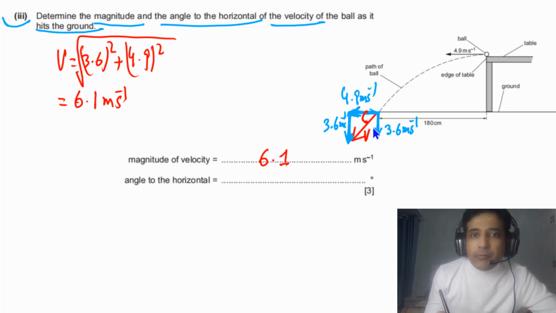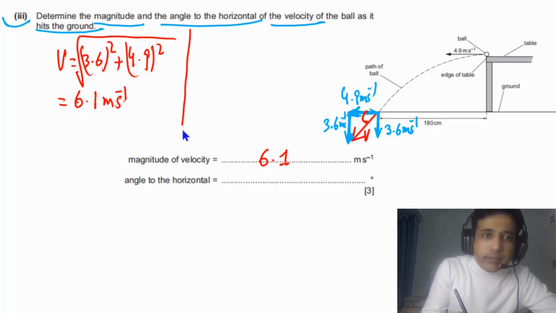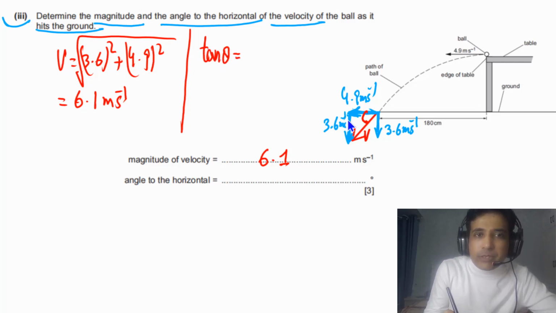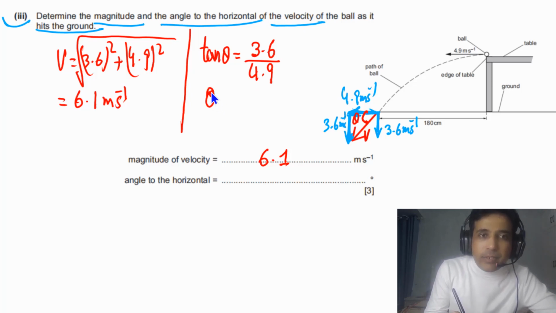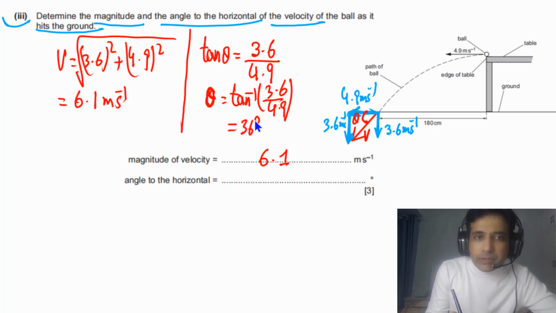We need to find out this angle. So for the angle, simply we can say in this case tangent of theta. We can say this angle is theta. This will be equal to the vertical component divided by the horizontal component. From here we can calculate the value of the angle. So this is theta. We can take tan inverse of 3.6 divided by 4.9, and the final answer will be equal to 36 degrees up to 2 SF. So this is the value of the angle with the horizontal.